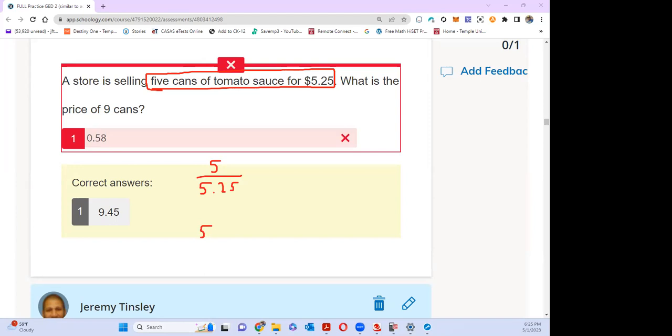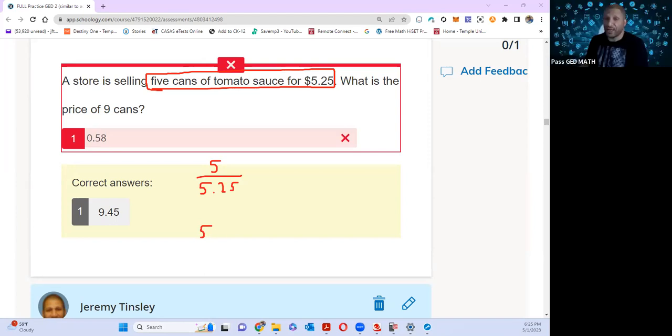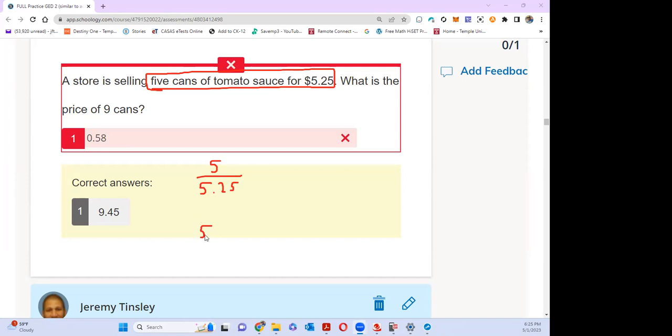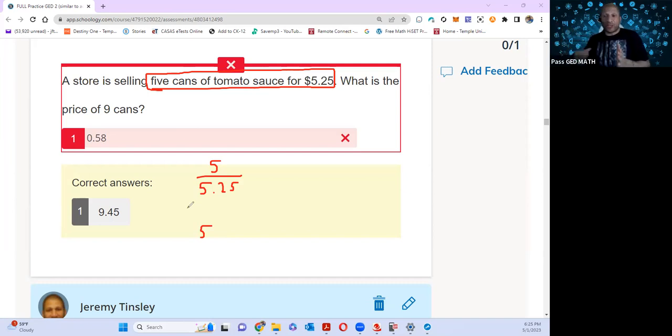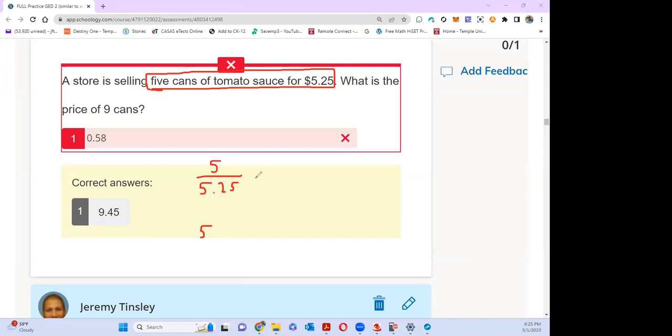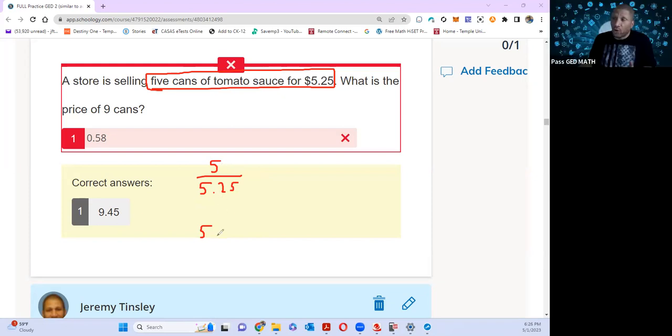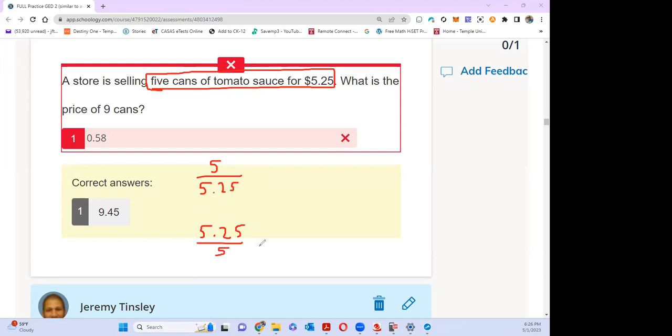That's the rate. Right, you do put the cans together, but you're going a step ahead. The first step I said is, what ratio do you know? The ratio that we know is 5 cans of tomato sauce costs $5.25. That's the ratio that we know. So what I'm asking is, can I write it as 5 over 525, or should I write it as 525 over 5? 525 over 5. Yes.